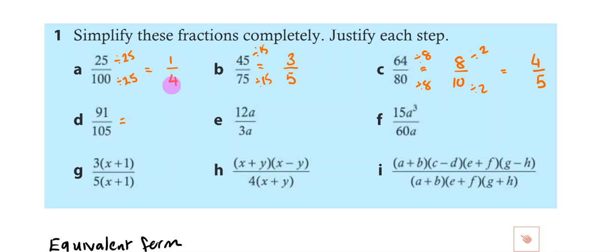3 times 7. No, the only 9 times 9 is 81. Can't do it in 10, can't do it in 11, can't do it in 12. 13 times 7. Does that work? Yeah.